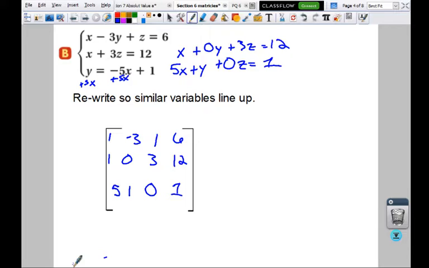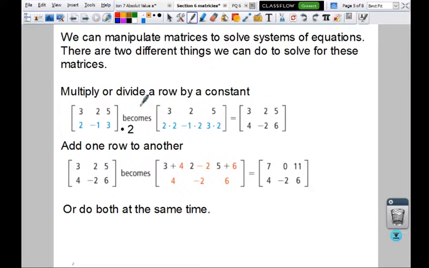The reason matrices are nice is because I can solve when I have x, y, and z. So substitution and elimination, I always needed just an x and a y, only 2 variables. For matrices, it doesn't really matter how many you have in here, but after 3 it takes forever. So we're only going to do 3. We can manipulate matrices to solve systems of equations. There are 3 things we can do, but I don't usually do the third one because it doesn't happen.